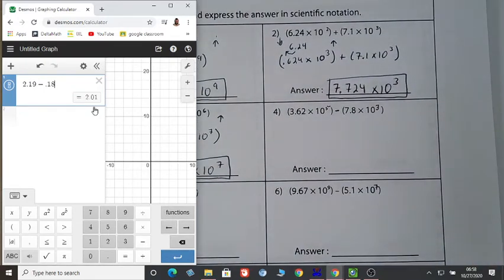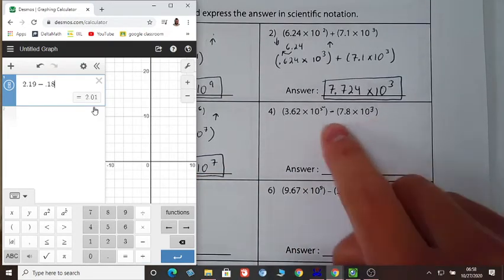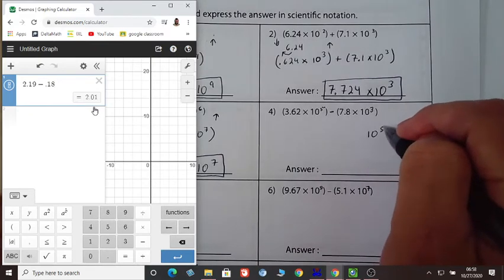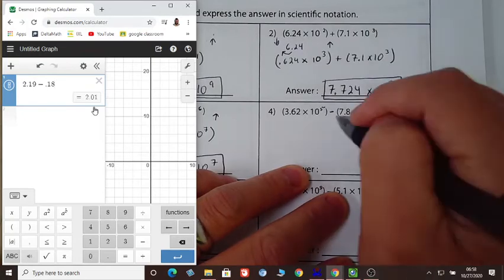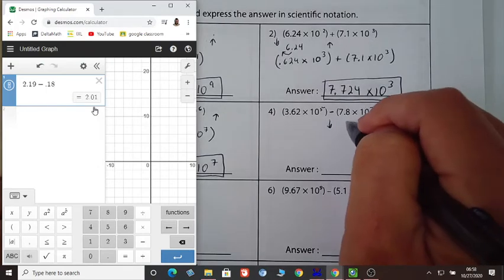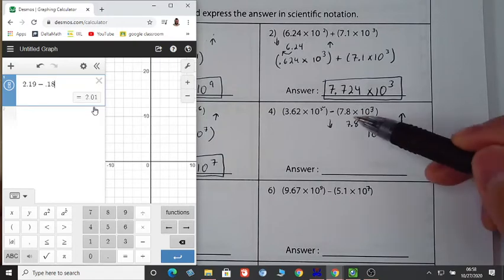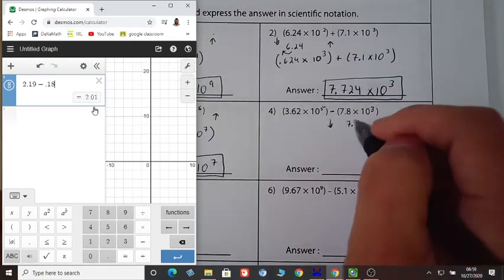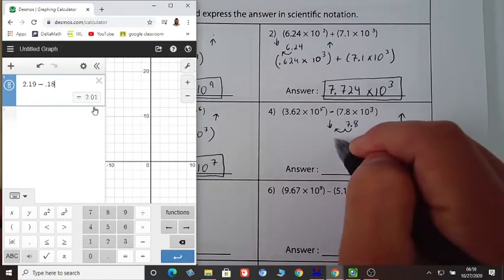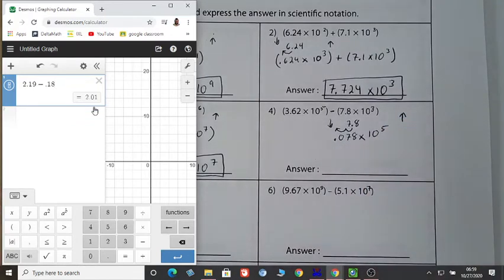So for number 4, we need to make the smaller exponent, the 3, we need to turn it into an exponent of 5. So I'm going to go 10 to the 5th here. Again, I made this exponent bigger. I need to make the coefficient smaller. So let's write the 7.8. I made the exponent bigger by 2, so I need to make the coefficient smaller by 2 place values. So 1, 2. So I have here 0.078 times 10 to the 5th.